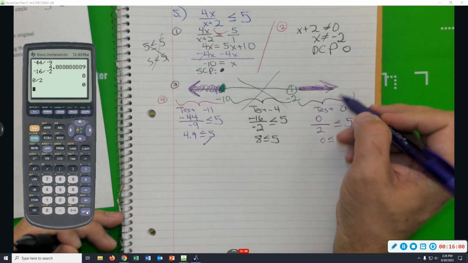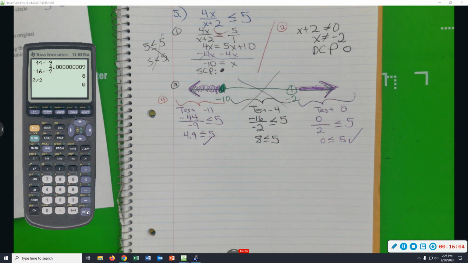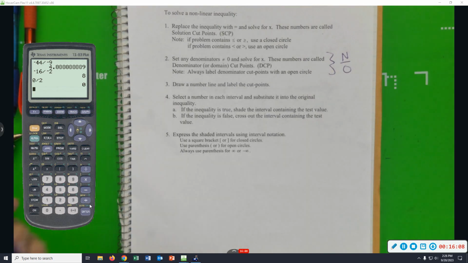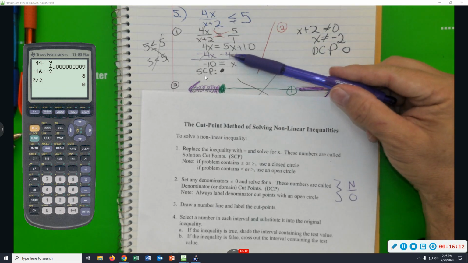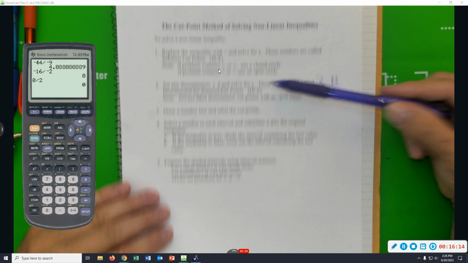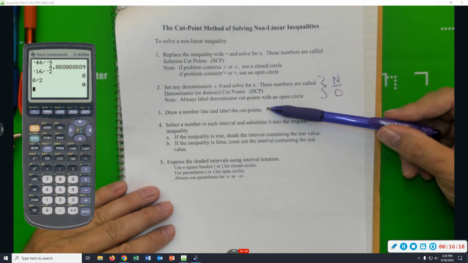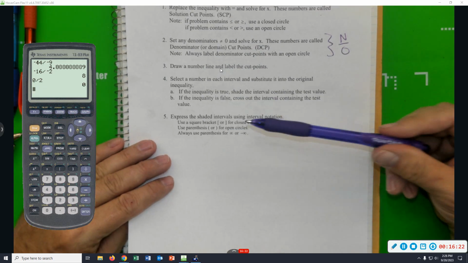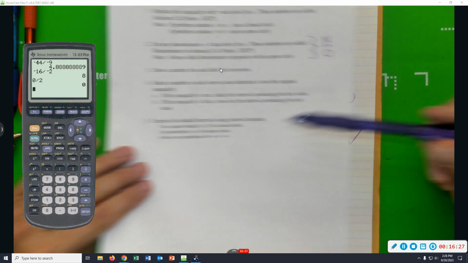Now it's like what we were doing on Monday. You have the number line with the cut points labeled. We've gone through the first 4 steps. We found our solution cut point, step 1. We found our denominator cut point, step 2. Step 3, we drew the number line. We did the testing in step 4. So now we're ready for step 5. That's what we were doing at the end of class last time.